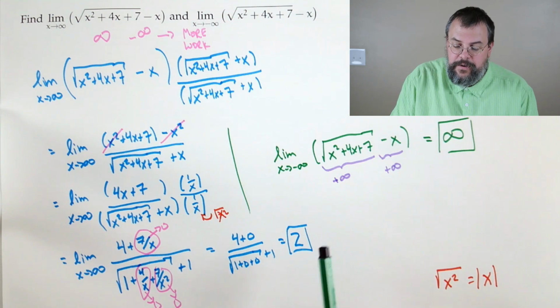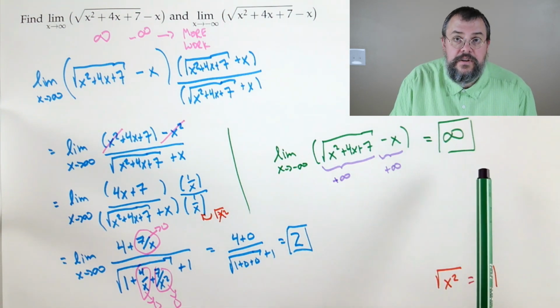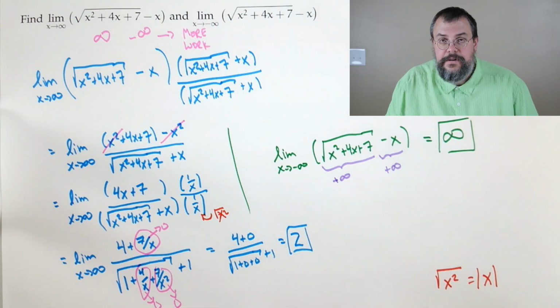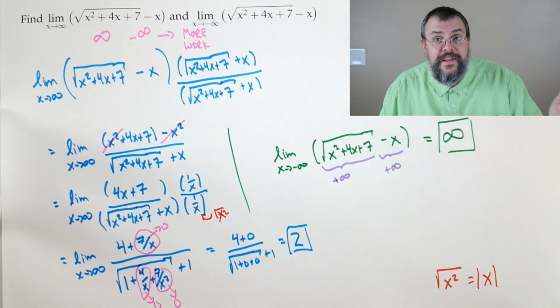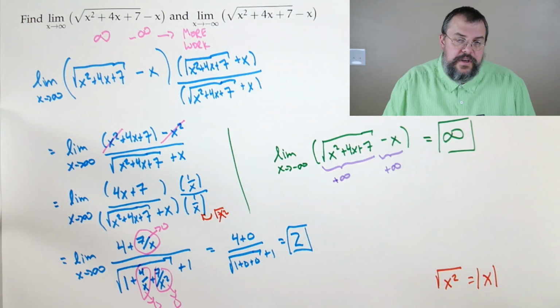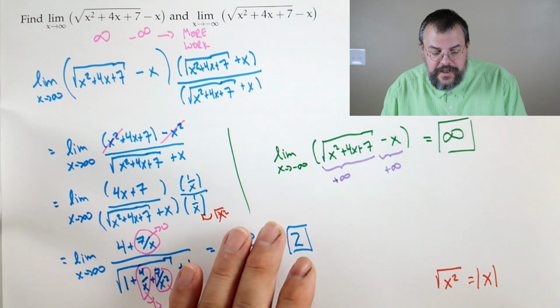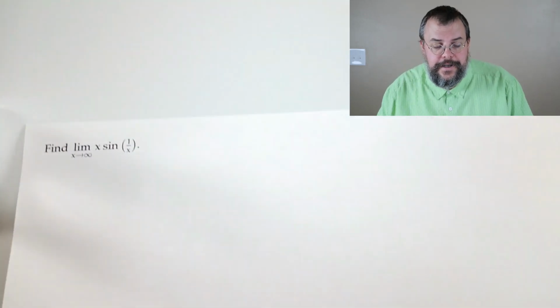So this is an example where in one direction we get huge, and in the other direction we converge. These things can happen. And so you've got to check. Got to do the work. All right. Good. Well, let's try another one.